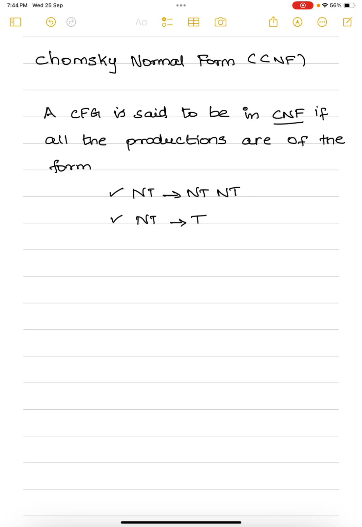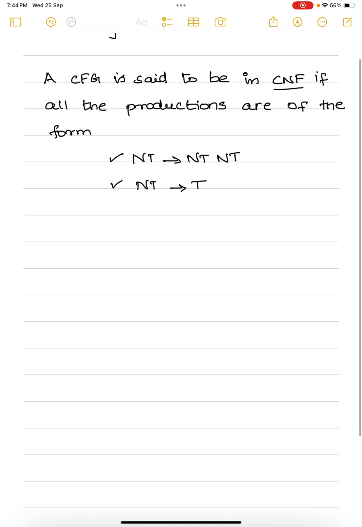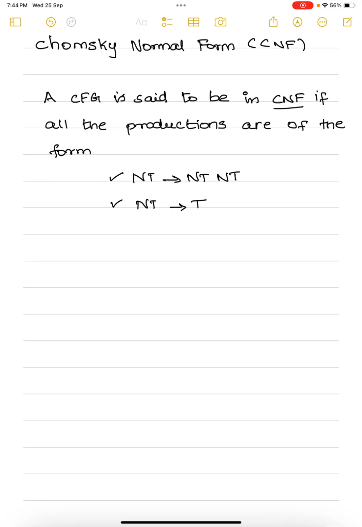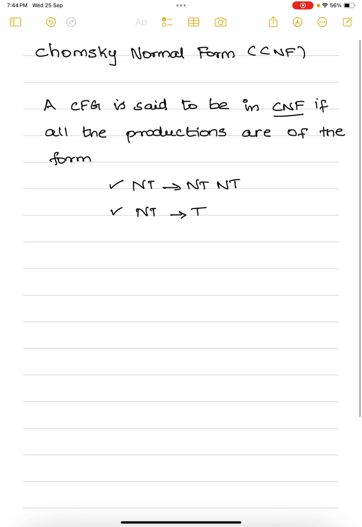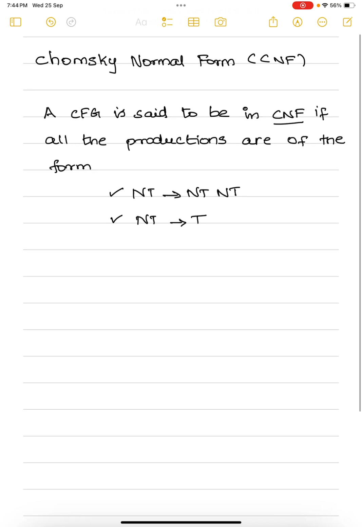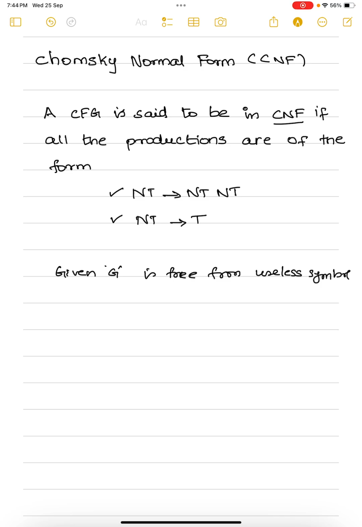If all the productions are of this form, then we say that the grammar is in Chomsky normal form. Now see here, this grammar does not have any useless symbol, unit production, or epsilon production. So before converting into Chomsky normal form, we have to make sure the given grammar G is free from useless symbols, unit productions, and null productions.